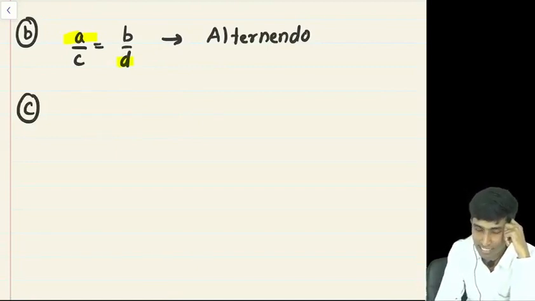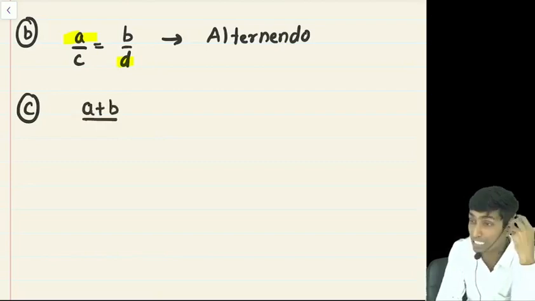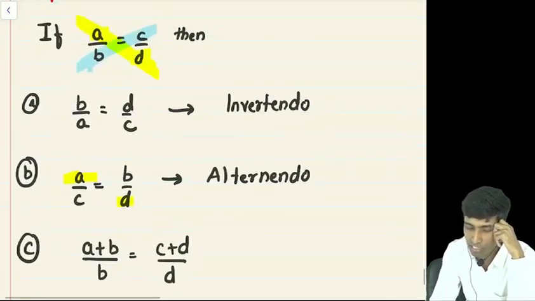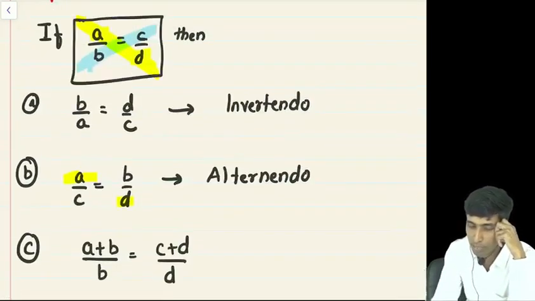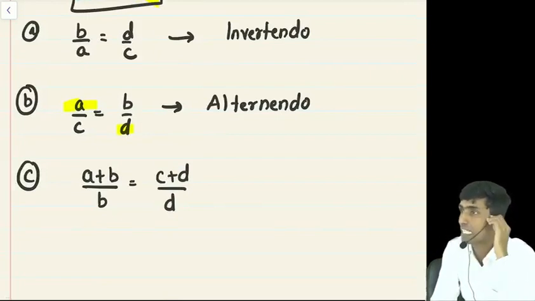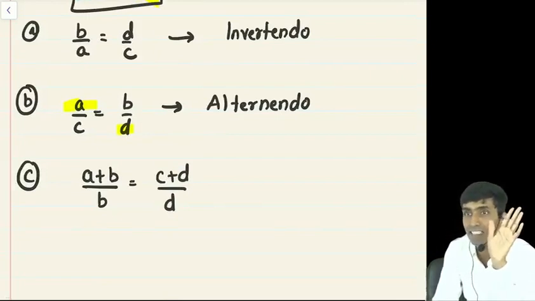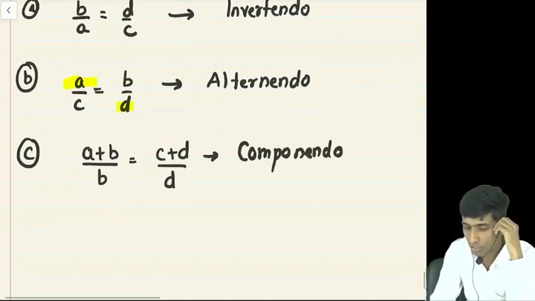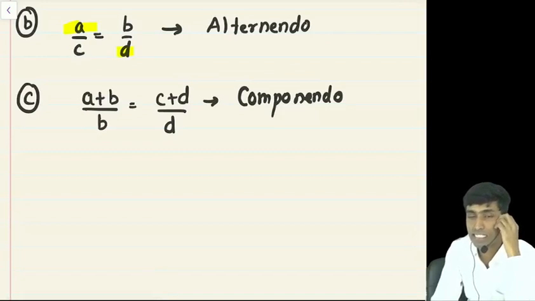If I do it like this, A plus B, B is the denominator. I added it to the numerator. Keeping the denominator as it is, this will be equals to C plus D upon D. Have you observed? This was the original ratio, A upon B is equals to C by D. What I did? I added the denominator on both sides. Correct? Any doubt? Clear? This is called componendo.